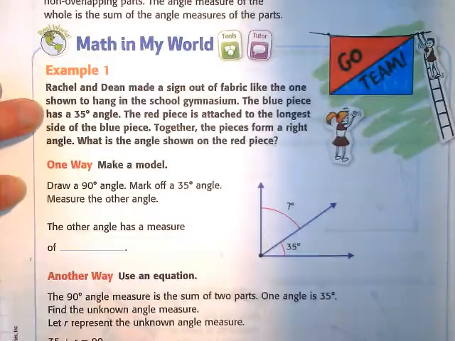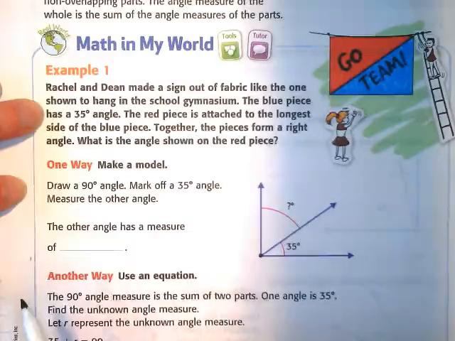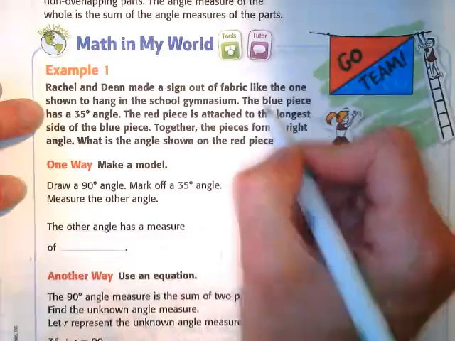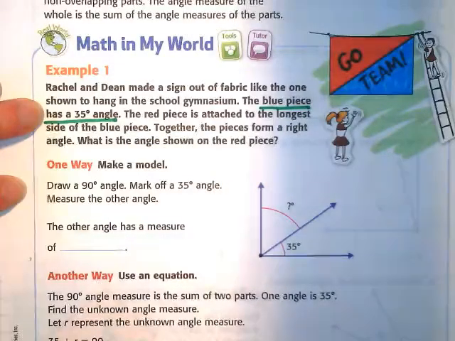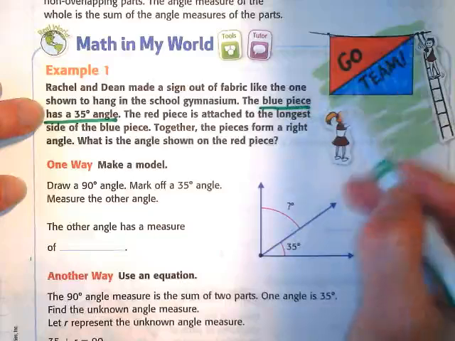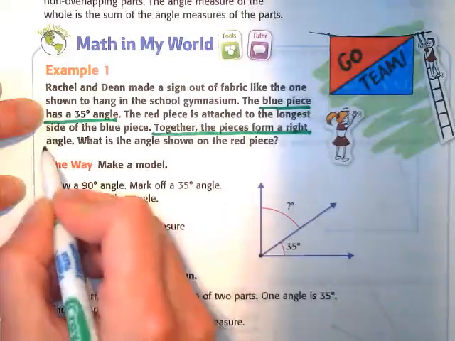Well, this already tells me some important information. So what I'm going to do is read the problem 2 times. I'm not going to read it 2 times right now, just to spare time. But the next step, if we remember our strategy for it, is to find our important information, our I in the strategy. So some important information I have is that the blue piece has an angle of 35 degrees. I know that the red piece is attached, so I know what that kind of looks like. And together, the pieces form a right angle.